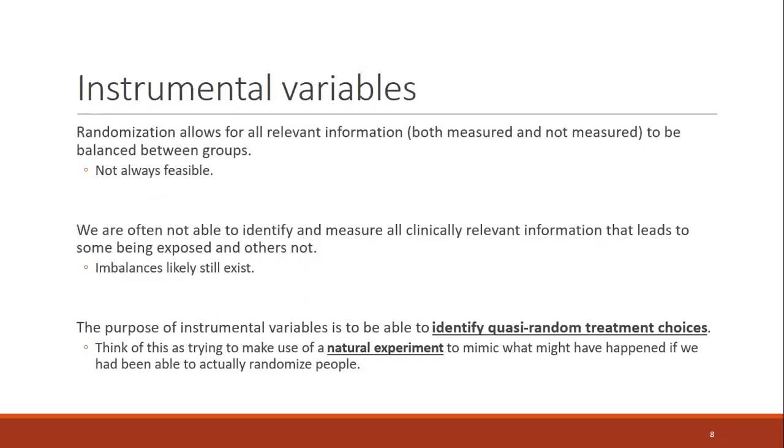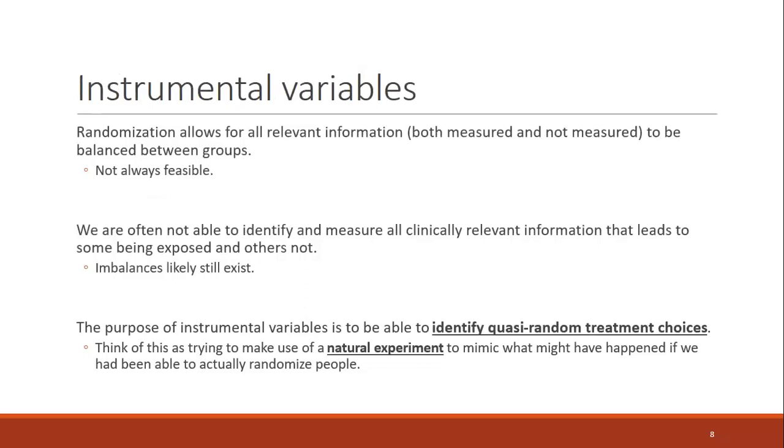And so we'll go through some examples to show what I mean, but the purpose of these variables is to essentially mimic a randomized situation, where some factor, this variable, led to some people being exposed and some not, and that factor, that variable, is in some ways random. And so it tries to mimic a natural experiment to see what would have happened if randomization could have been done. It'll help as we go through some examples to see what I mean here.